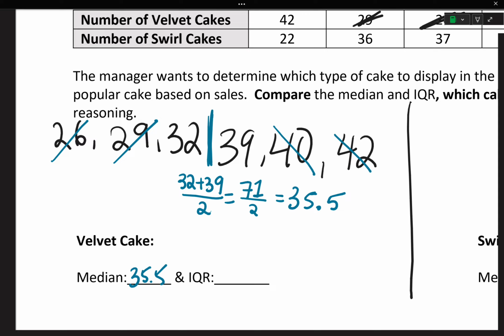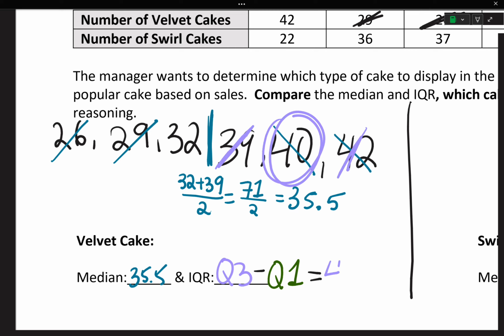To find IQR, we need to take Q3 minus Q1. Q3 is the median of the right side of our data. So let's find the middle of the right side. It's a nice solid 40 minus Q1, which is the middle of the left side, 29.